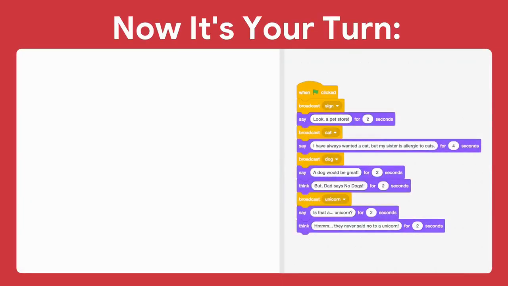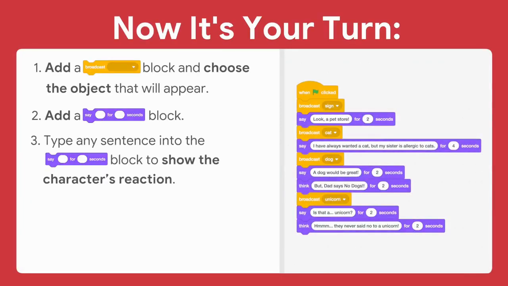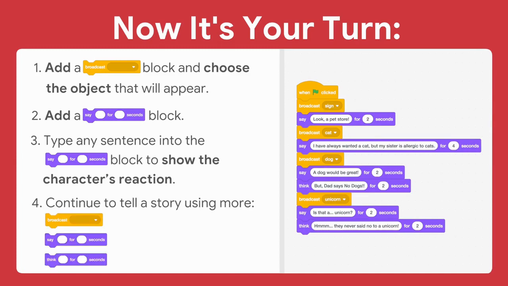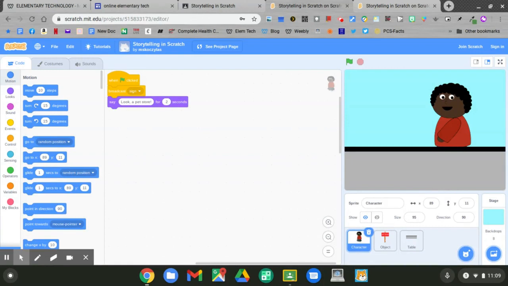Now it's your turn. Add at least 3 objects for your character to react to using broadcast blocks. Tell the story of how your character responds to unexpected objects using say and think blocks. Now that you've watched your video, can you code for your character? See what you can come up with.